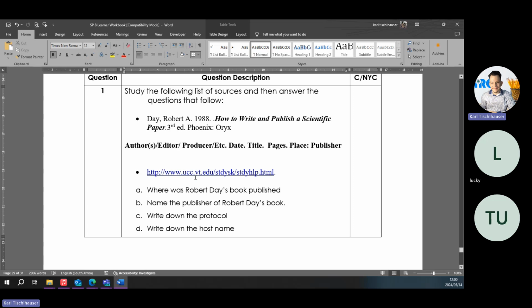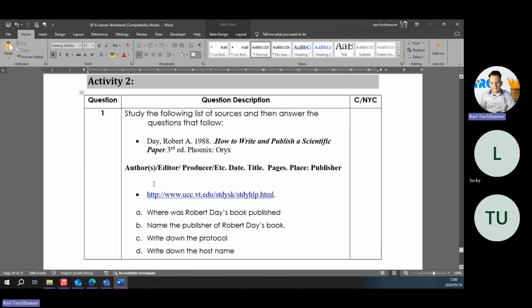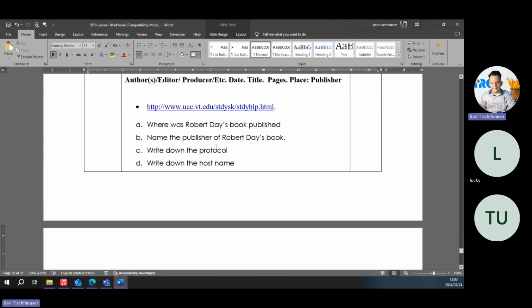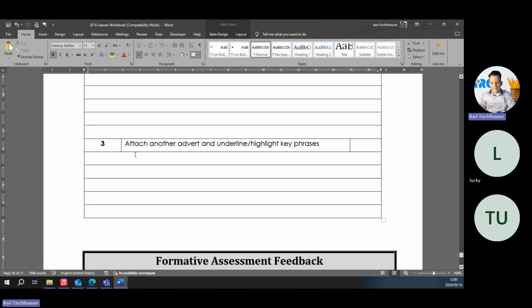Okay. You could just take it from this. It would be, yeah, it would be this. So if we go and you just take this, that's your host name without the additional stuff on the side. Okay, and it says write down the name of the file. So the name of the file would be how to write and publish scientific paper. Okay. Then it says attach two similar job position adverts and select the one that you'd apply for and why. Okay. Then it says attach another advert and underline the key phrases.